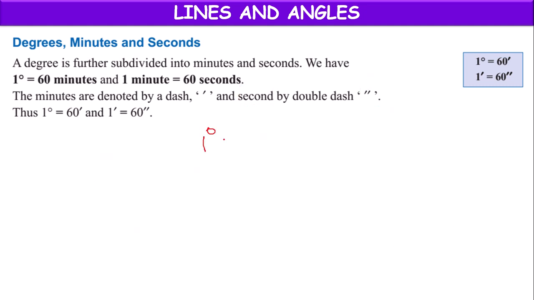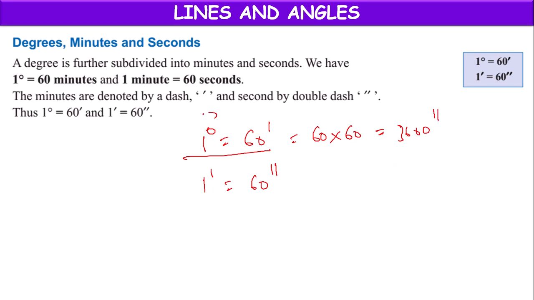So 1 degree equals 60 minutes and 1 minute equals 60 seconds. So 1 degree equals 60 minutes, which means 60 into 60 seconds, 3600 seconds. So 1 degree indirectly equals 3600 seconds.